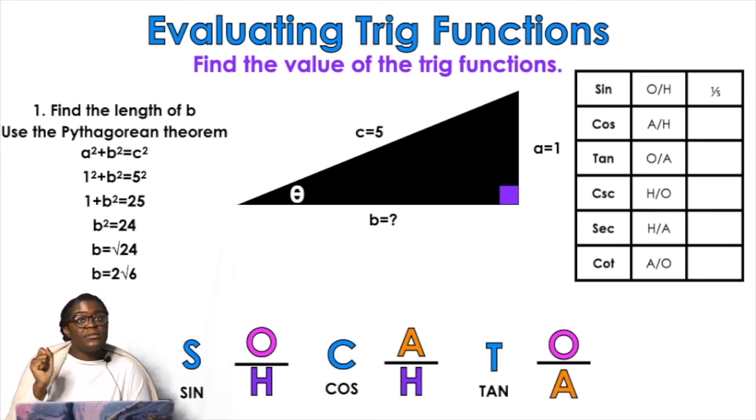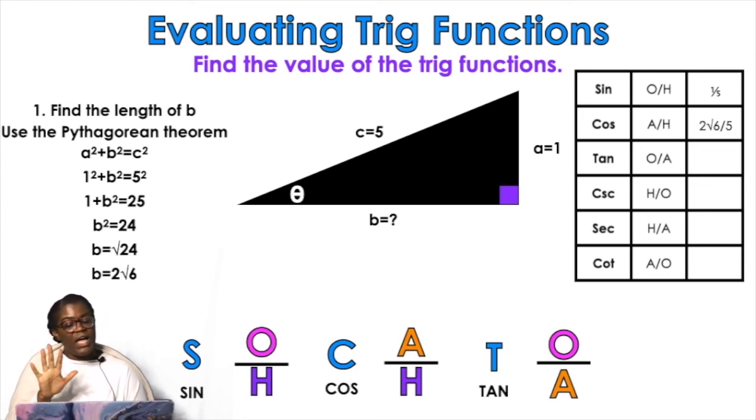Cosine is adjacent over hypotenuse. Locate the theta. Where's the adjacent side? It's b. So 2 square root of 6 over hypotenuse, which is 5. 2 square root of 6 over 5.